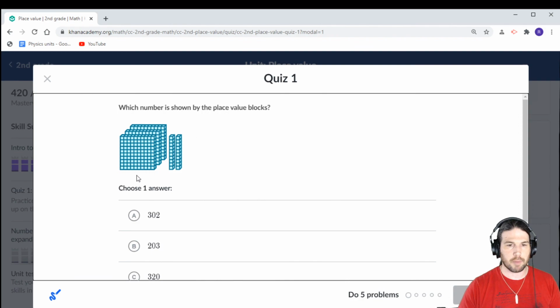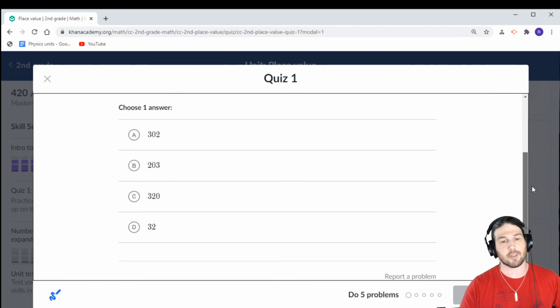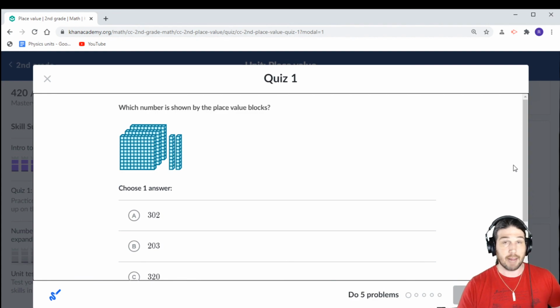What number is shown by the place value blocks? That looks like 32 to me. Oh, I'm sorry, that looks like, see? I'm already going too fast. I'm glad that 32 is one of the answers. Okay. I might have clicked that if I was going really fast.